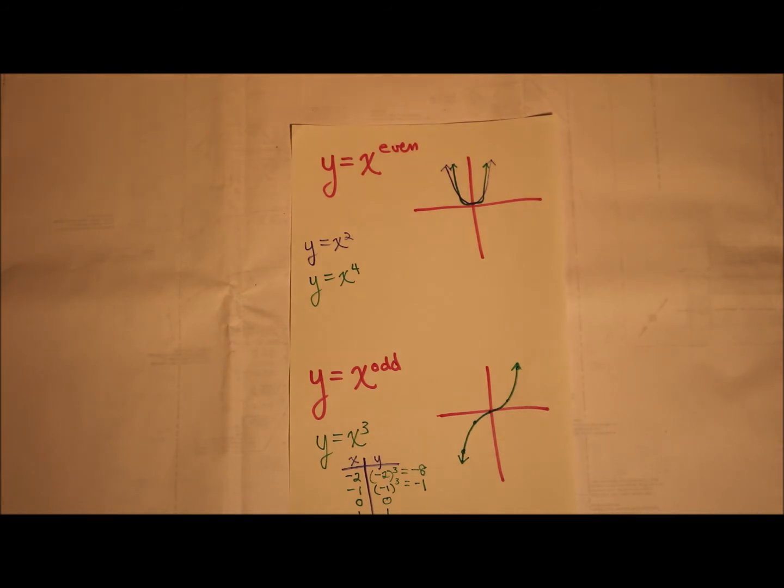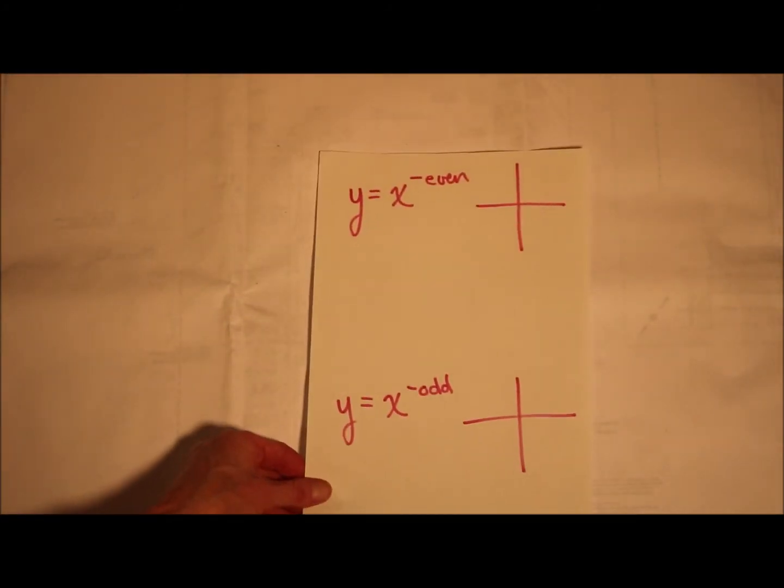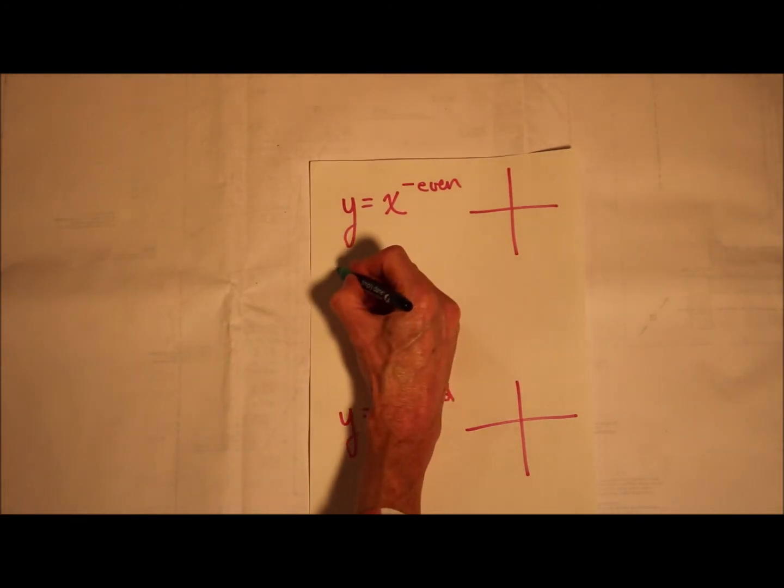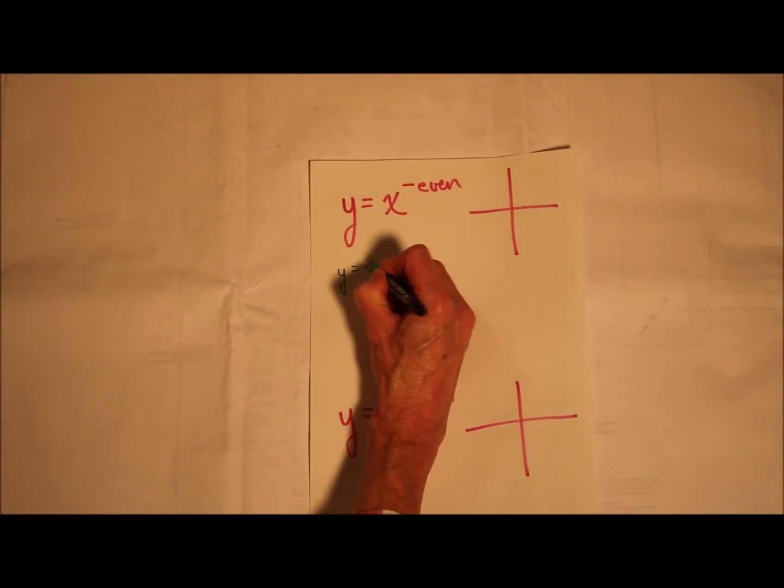So for every single one of these functions that I'm going to show you, you don't have to memorize what they look like. You can actually just generate a table of points, plot the points, and look at them. Okay? So let's look at 2 more. If I had y equals x to the negative even, so here a nice example is x to the negative 2.